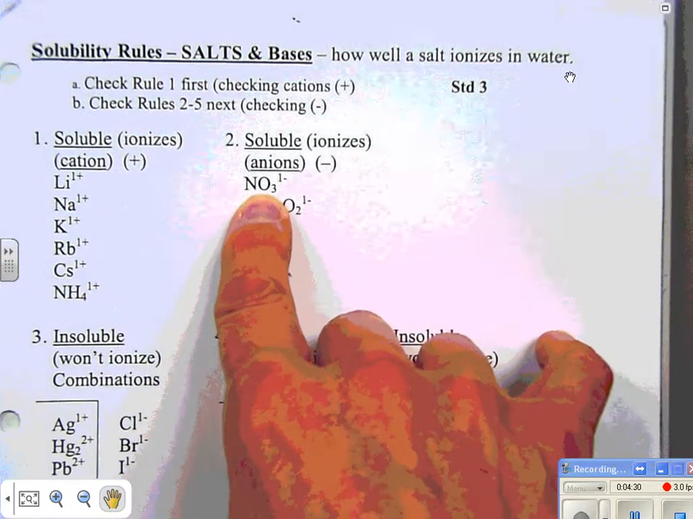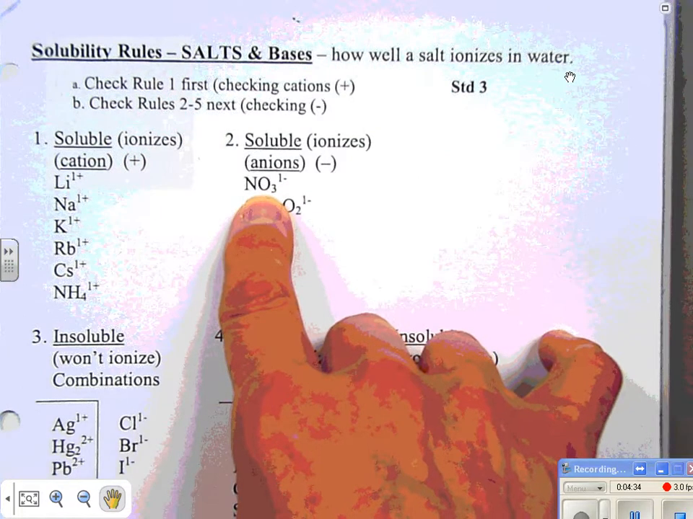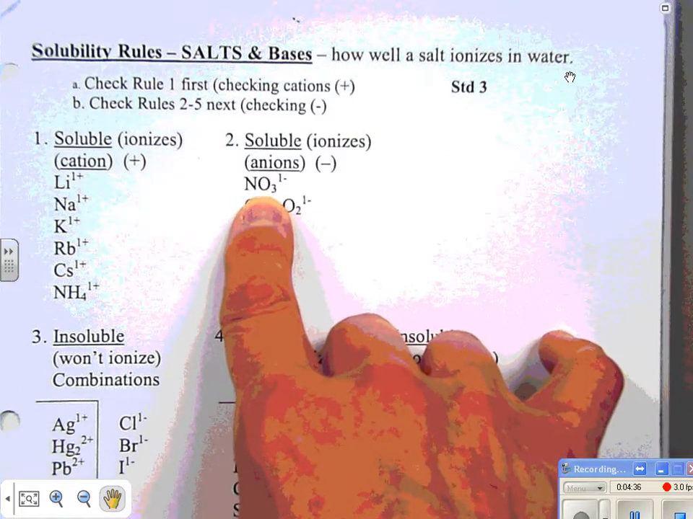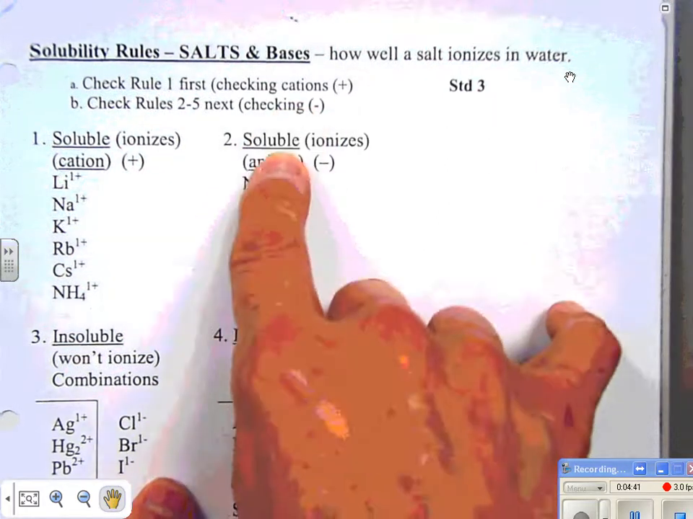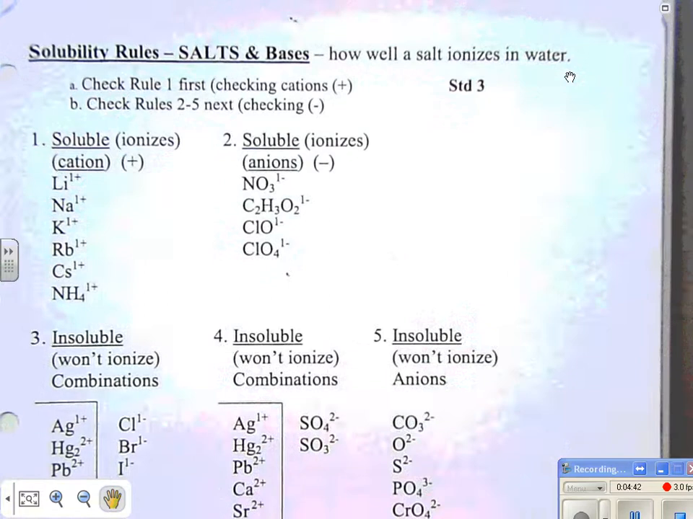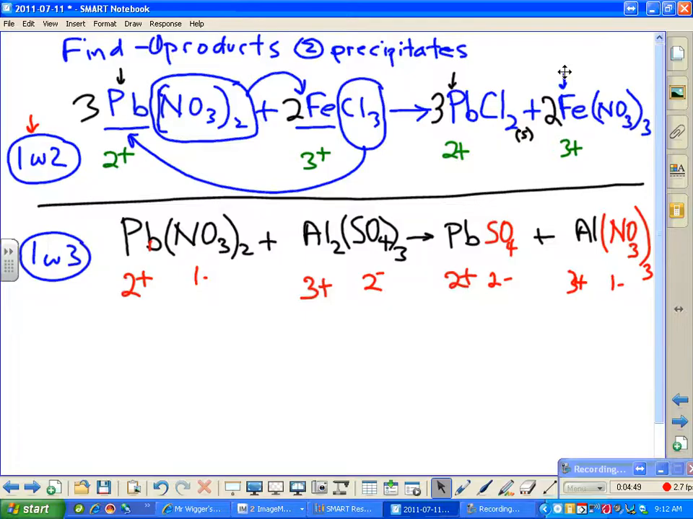That baby's not going to form any precipitates, ever. Nitrates are never soluble. I'm sorry, nitrates are always soluble. They never form precipitates. All right, so we've solved the first one. Now we go to the second one.